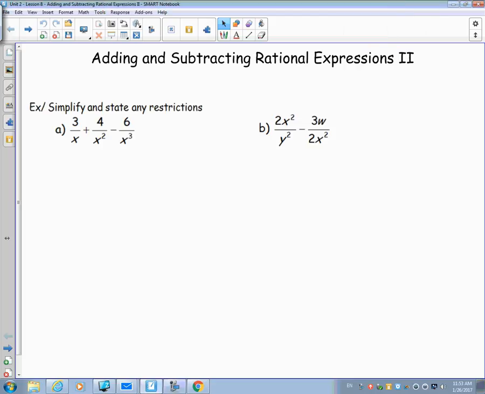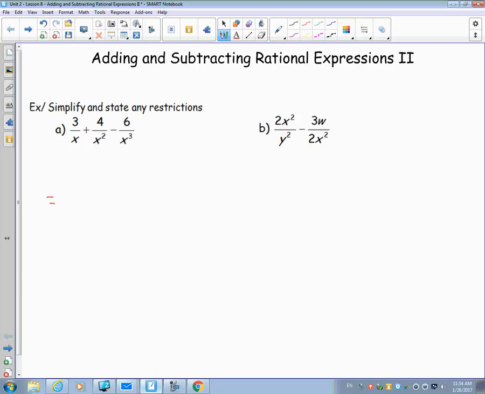And this is the last lesson in the rational functions unit. We're going to continue with what we left off with yesterday, adding and subtracting rational expressions. We're going to examine some of the more challenging ones. And our objective yesterday was to create common denominators. That's what we need when we add and subtract.